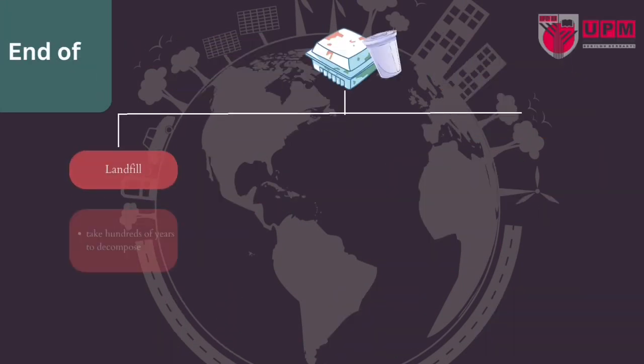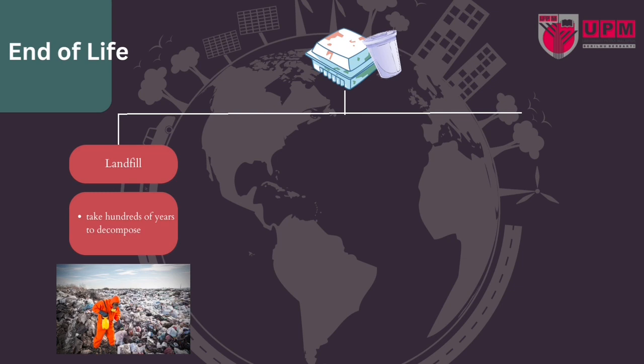The last stage of the life cycle is end of life. First, landfill. Polystyrene products may end up in landfills after use, where they can take hundreds of years to decompose. While polystyrene is technically recyclable, it is often not cost-effective to do so, and many recycling programs do not accept it.